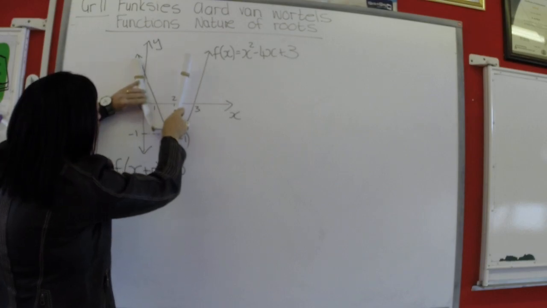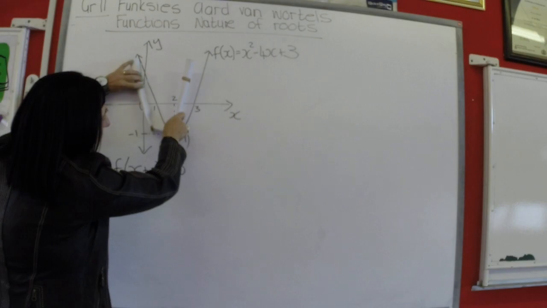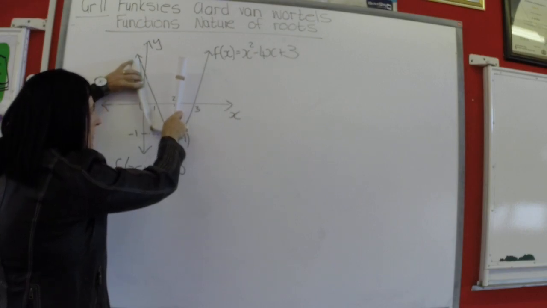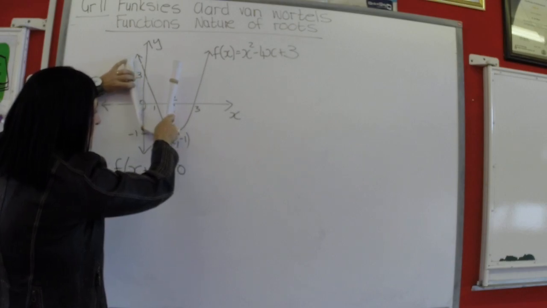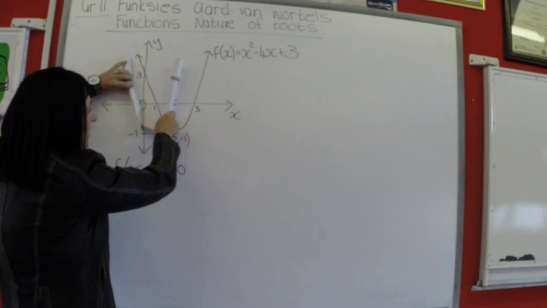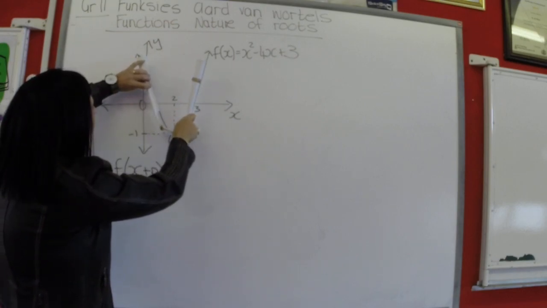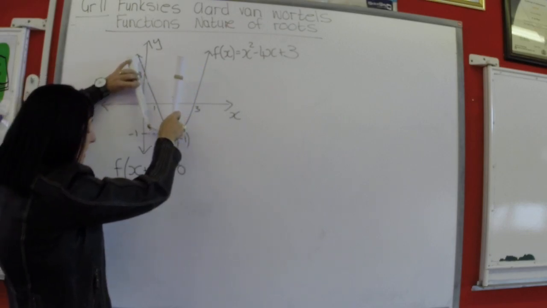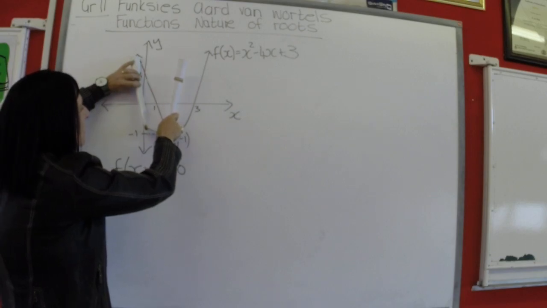Sien julle? As ek hom een eenheid na links skuif, dan gaan hy deur 0 en dan deur 2. Agree? Maar 0 tel ook as 'n positiewe wortel. So die oomblik wat ek hom nou verder skuif, see what happens. Now it's got one negative root and one positive root, and that's what I want. So as ek hom meer as een eenheid links skuif, dan het hy een negatief en een positief.